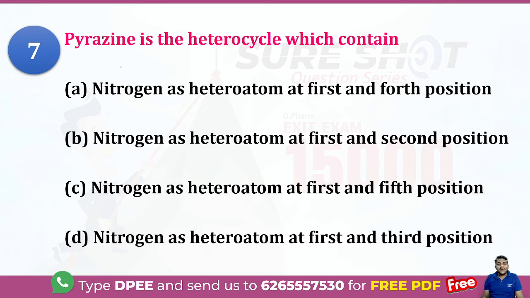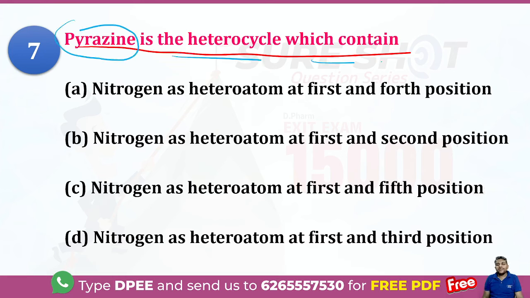Next question for you. Pyrazine is the heterocyclic compound which contains nitrogen. As I told you, aza is the prefix used for nitrogen. Oxa is used for oxygen if oxygen is present in the heterocyclic ring.